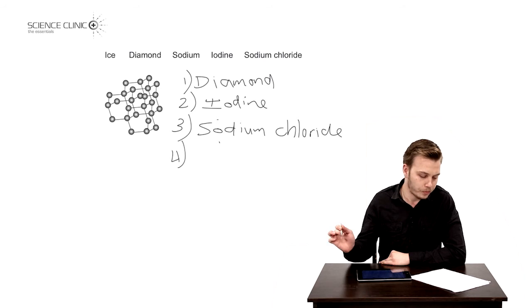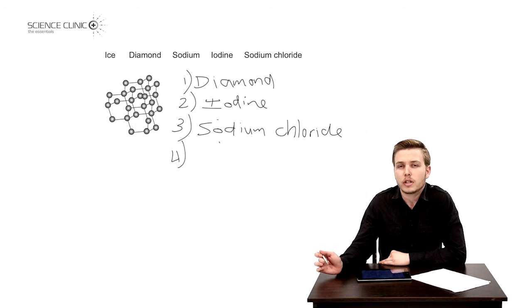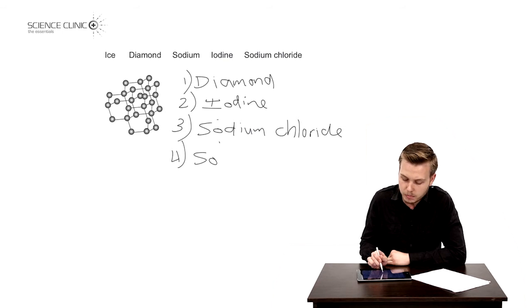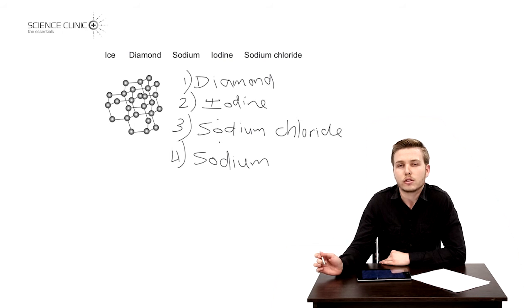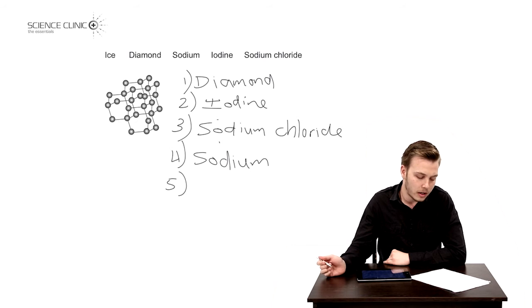Number 4. An excellent conductor of electricity in both the solid and liquid phase. So good conductors of electricity in solid and liquid phase would be all metals. So metals such as sodium. Metals have those valence electrons which are held very loosely by their positive atomic cores, and so they can conduct electricity.